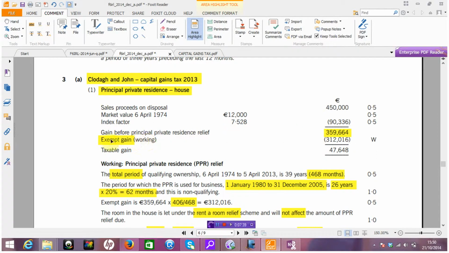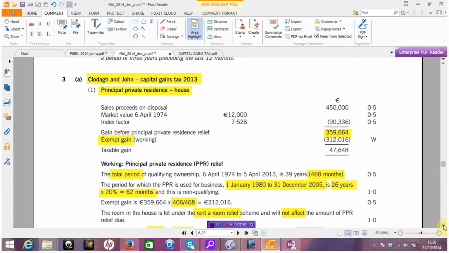Now the exempt element will be dealt with sort of down below. We're looking to take out of the normal gain of 359 anything that is exempt under the PPR rules to get the taxable gain, which we included in our list down below. Okay, so where do we come up with this figure of 312k?